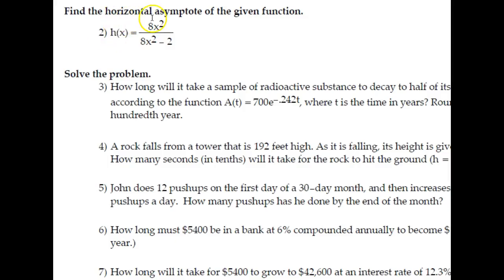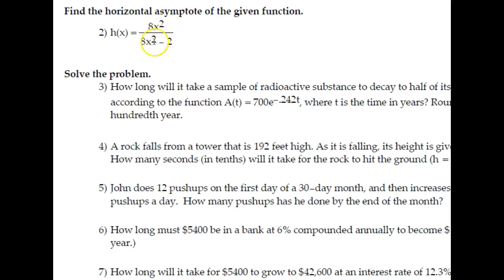And number 2 here, finding a horizontal asymptote. That's going to be covered in chapter 3.5 about rational functions. And so you look at just the leading term on the top and the bottom. And if the bottom leading term has a larger exponent, then the horizontal asymptote is y equals 0.